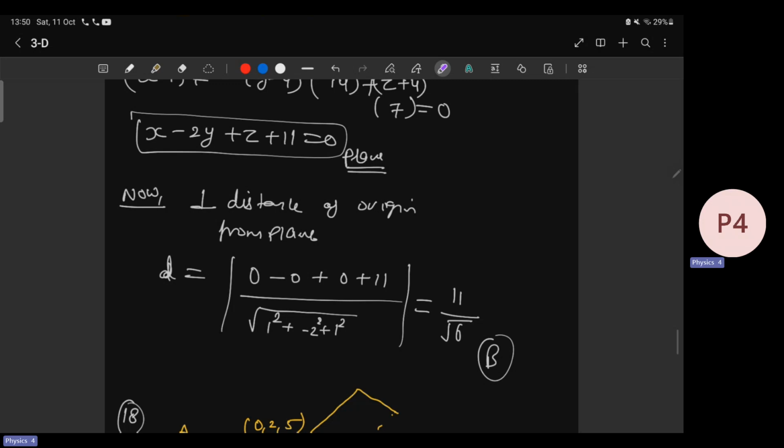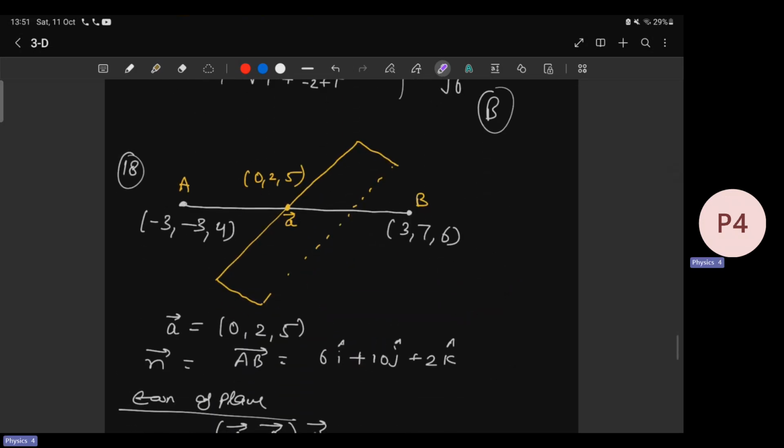Now they are asking for the perpendicular distance of this plane from the origin, which we have to find. We can simply use the formula |ax1 plus by1 plus cz1 plus d| upon root of a square plus b square plus c square. So this is a very trivial problem now. If we find the distance of this plane from the origin, we will easily get 11 by root 6. So the answer is option B.